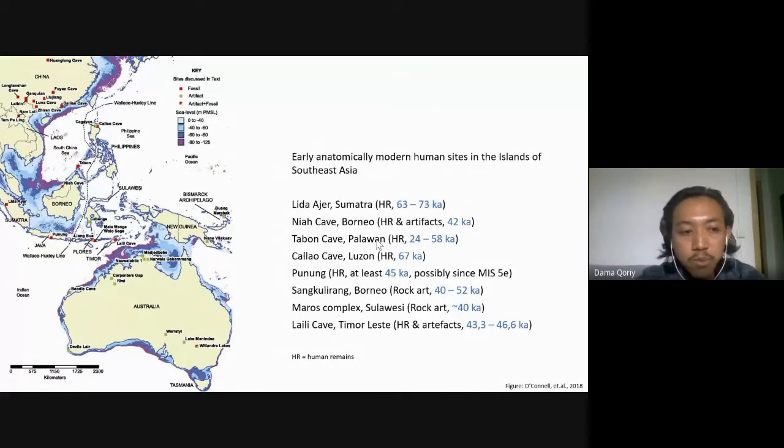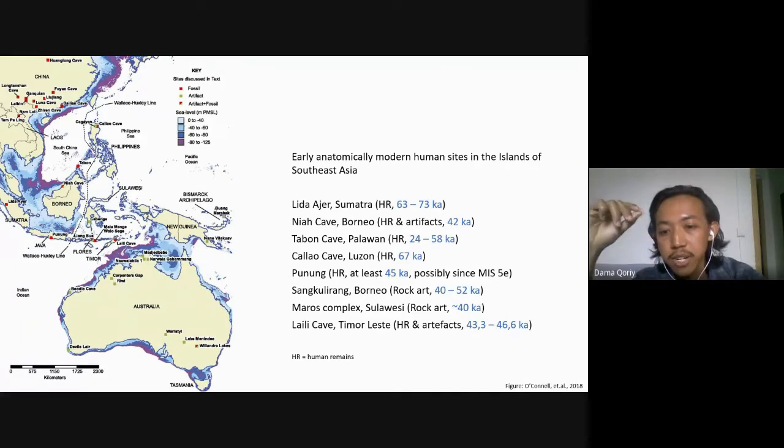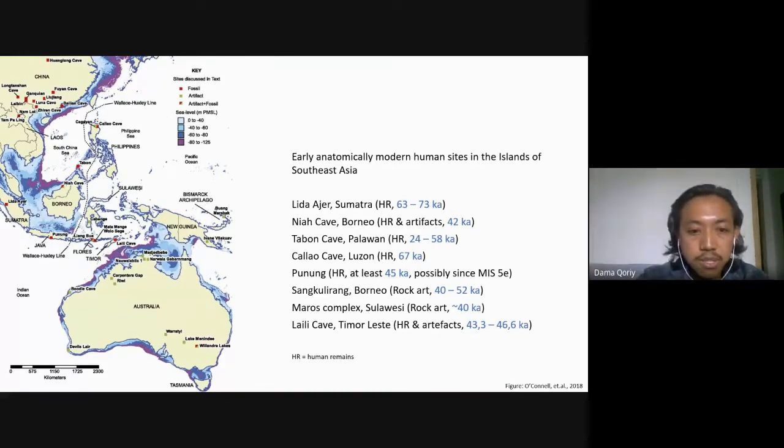A similar problem happens with Lida Ayer. The hominin teeth recovered by Dubois have a poor record of the context, so it's hard to trace. But fortunately, in a recent study, some researchers have been able to trace the context, so they can obtain a new chronology, which is around 60,000 to 70,000 years ago.